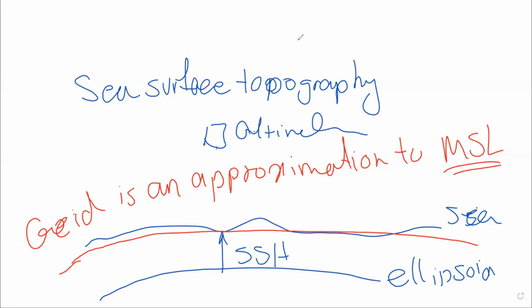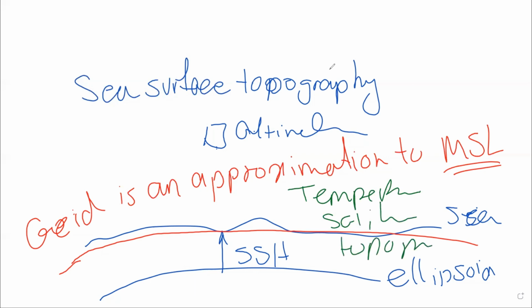And we know that based on temperature, pressure, salinity, and topography of the bottom of the sea, this sea surface does not coincide with the geoid. They have this small difference.